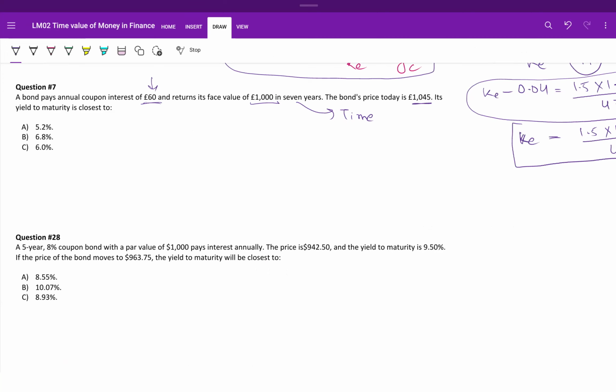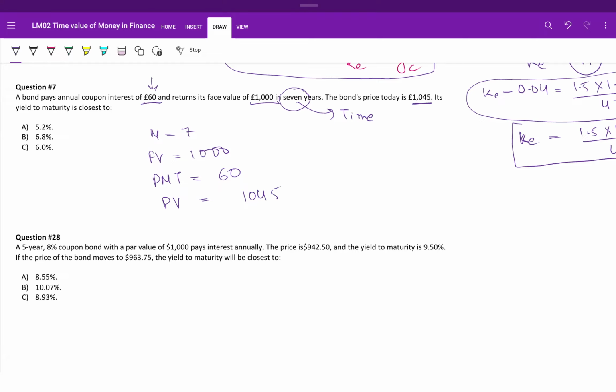The bond pays annual coupon of 60. So here the N is 7. Here the time is 7. That's what it is. Face value means future value is going to be 1,000. The coupon payment is your PMT. It's going to be 60 pounds. Present value is how much? 1045.